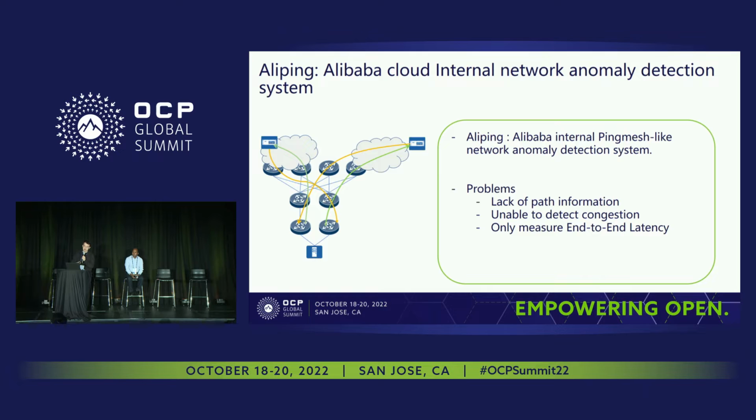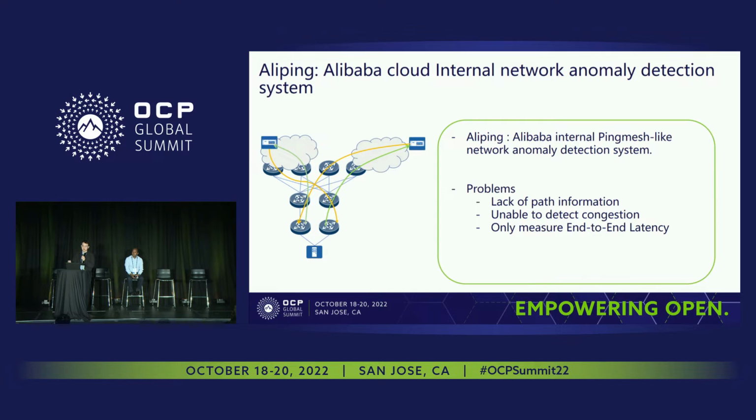So next, I'll talk a little bit about the background. We have an internal tool called Alipin. It's like a ping mesh, a network anomaly detection system. We deployed hundreds of thousands of Alipin agents in our networks, and they ping each other. So if the network goes down or some link goes down, we get a signal from Alipin.